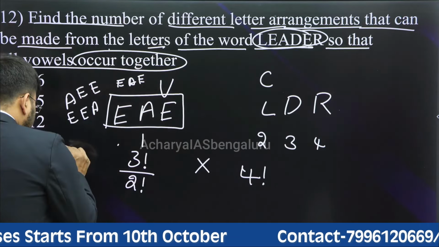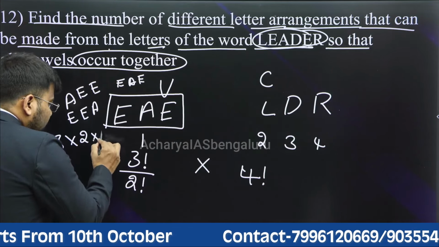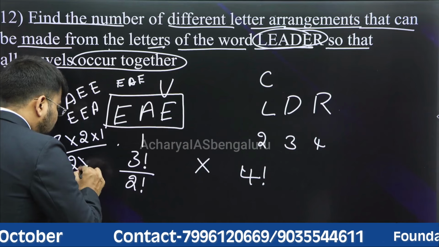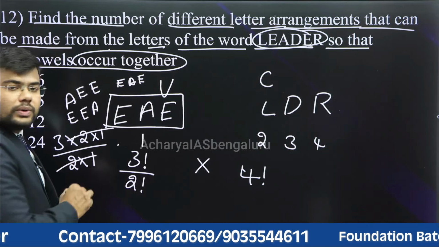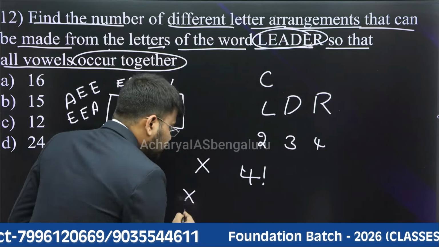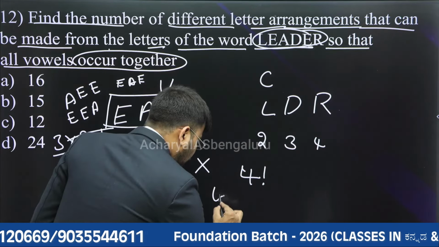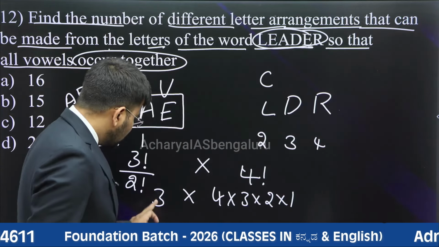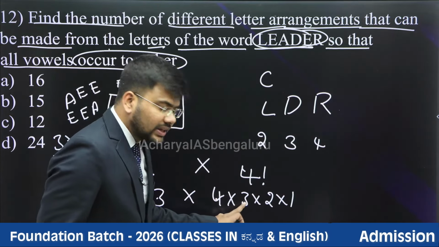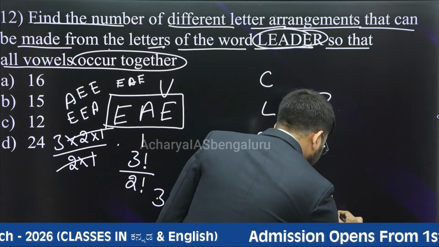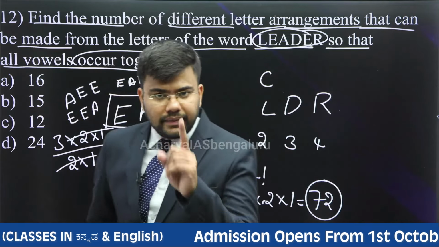How, sir? Nothing. 3 into 2 into 1, 3 factorial means, coming back to 2 factorial, that is 2 into 1. This 2 into 1, this 2 into 1 cancels, left with only 3. That is here 3 into, coming to 4 factorial, 4 into 3 into 2 into 1. That is 3 4s are 12, 12 3s are 36, 36 2s are 72 different ways. The answer would be 72 different ways.